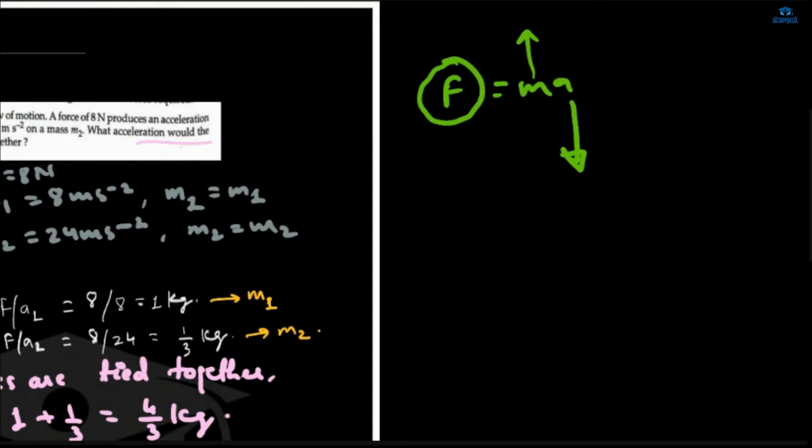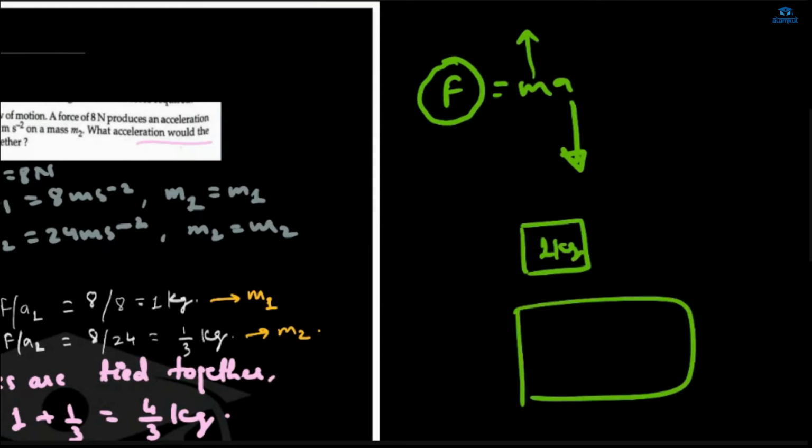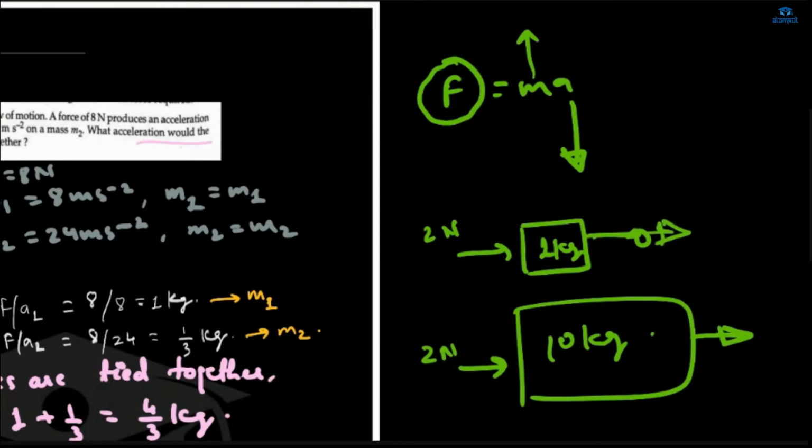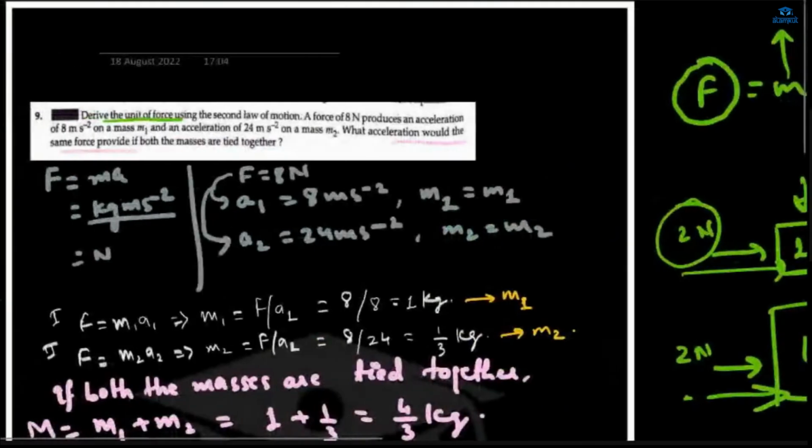Because obviously, if this is a box of 1 kg and this is a box of 10 kg, and you are applying the same force, say 2 newton of force on each, obviously this one will move with more acceleration and this one with less acceleration, because the same force is applied but here the mass is less and here the mass is more. You can easily apply force on 1 kg, but it will be difficult to apply a force of 2 newton on 10 kg. Is it so or not?